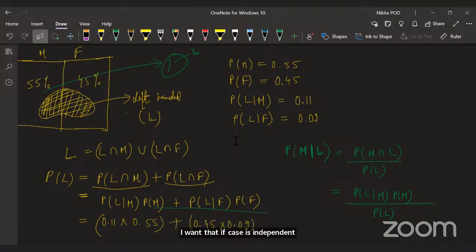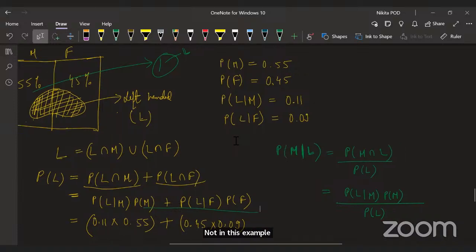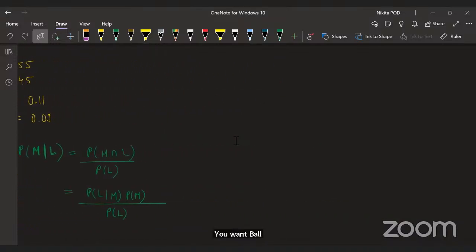No, just tell me the case. What case? Case is like picking balls from a bag. You tell me in this example. Not in this example. You want it in the balls and the bags. No, ma'am. Let's start.